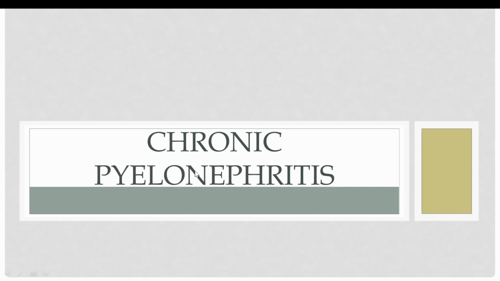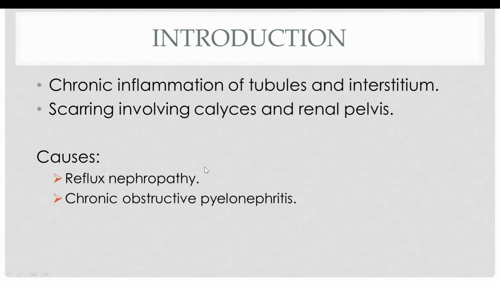Bismillahirrahmanirrahim. So the next topic is chronic pyelonephritis. Chronic pyelonephritis is the chronic inflammation of the tubules and interstitium of the kidney, which is accompanied by scarring of the calyx and renal pelvis. The causes of chronic pyelonephritis include reflux nephropathy and chronic obstructive pyelonephritis.